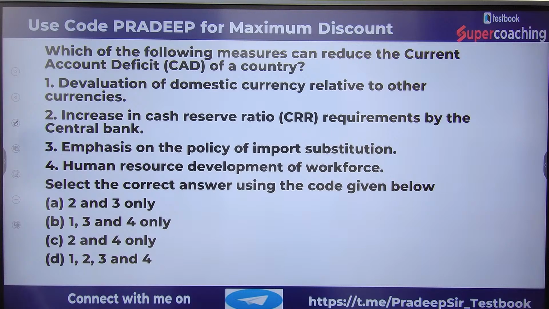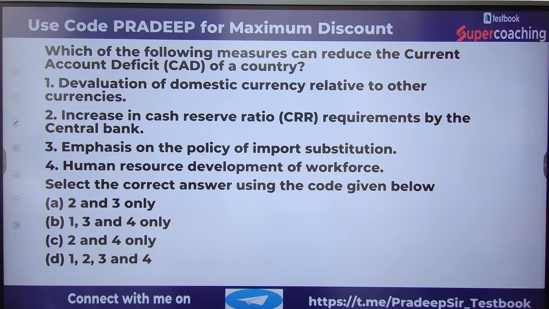The question is, which of the following measures can reduce the current account deficit? They are talking about the current account deficit of the country. First statement is devaluation of domestic currency relative to other currencies. Second statement is increase in cash reserve ratio requirement by the central bank. Third statement is emphasis on the policy of import substitution. Fourth statement is human resource development of the workforce.